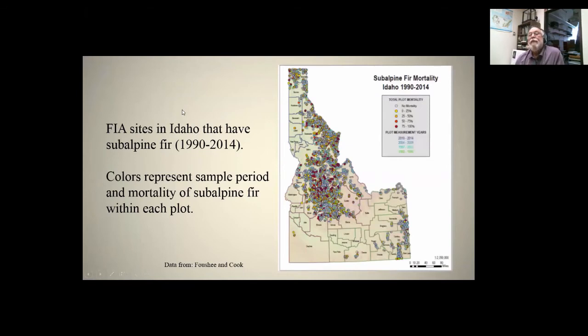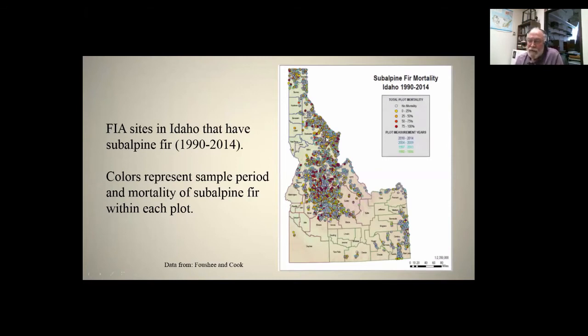One of the things, going along that same direction of trying to figure out what is going on at these sites, we've gone in and looked at FIA data throughout Idaho. And this is a mess, I know, and I don't want anybody to pay attention to trying to decipher what exactly is going on here, but all of these little dots represent individual FIA sites within the state that have some component of subalpine fir present. Now, they may not be in high density, but they're there.